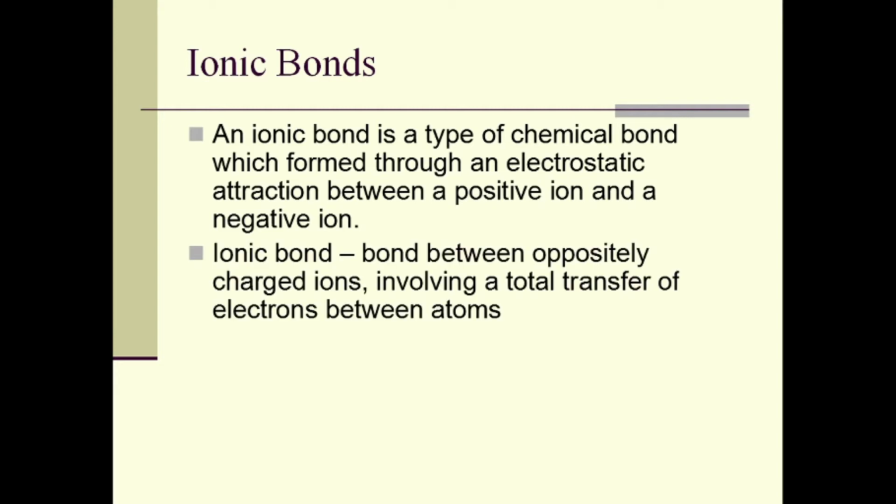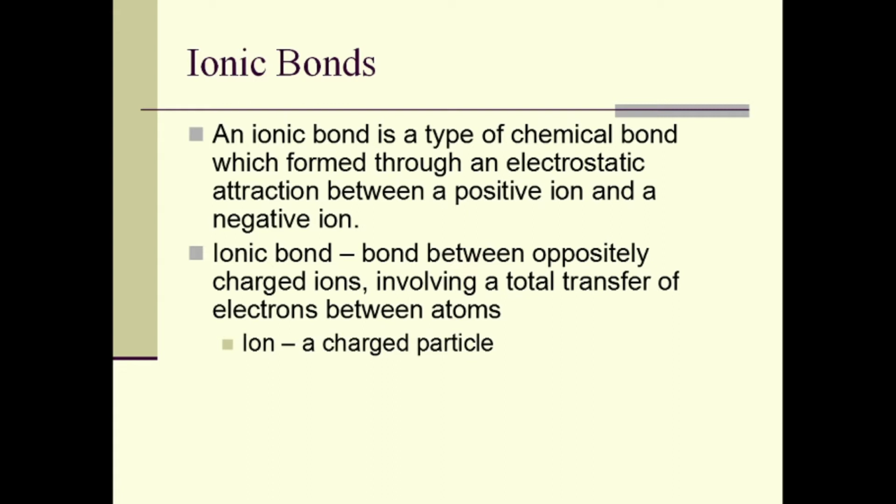So, what is the ionic bond? It is a bond between oppositely charged ions, involving a total transfer of electrons between the atoms. Here the bond is formed between two oppositely charged ions, one positively charged and another negatively charged, and the bond involves a total transfer of electrons between the atoms. A total transfer of an electron from one atom to another atom forms an ionic bond.